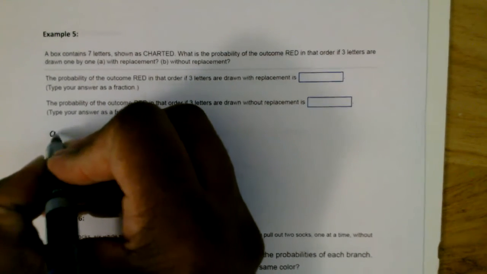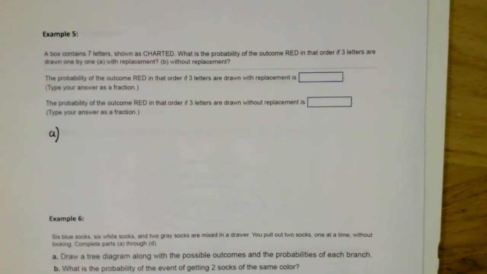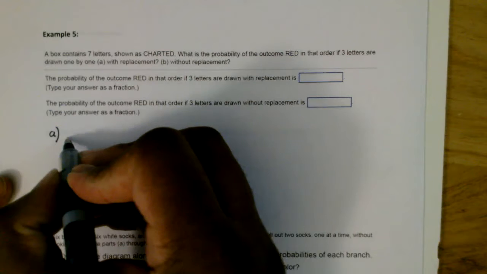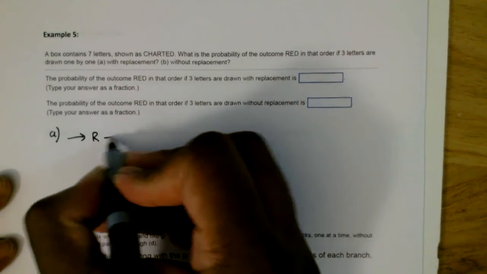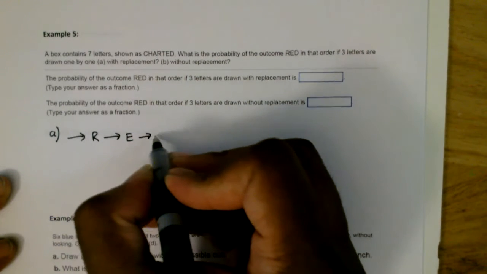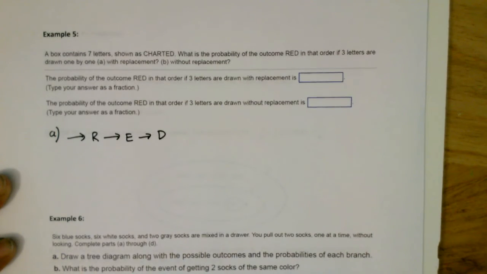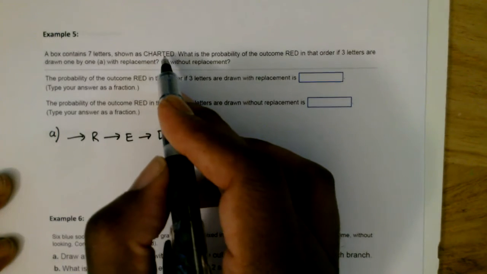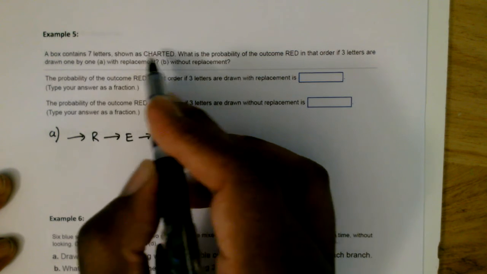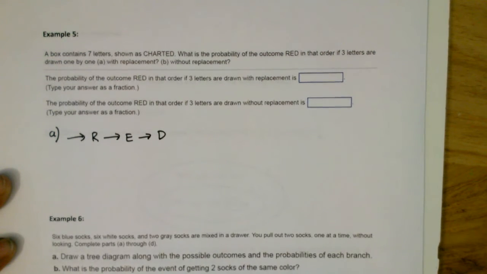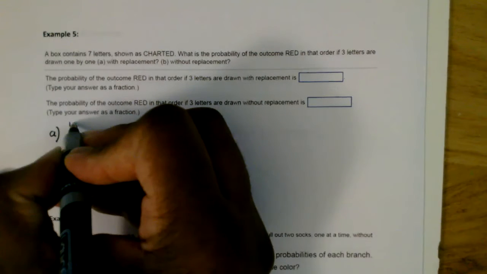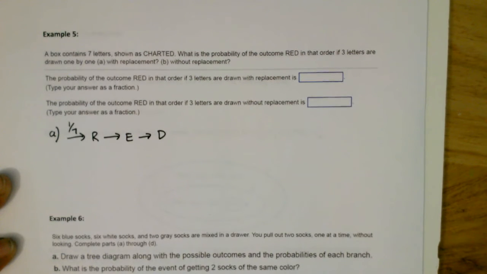All right, so in part A, we want the probability of getting RED in that order where the 3 letters are drawn one by one with replacement. So I just need the probability of drawing an R first, and then an E, and then a D. And these are done with replacement. So the probability of drawing an R, there's only one R in the word CHARTED, and there are 7 letters in the word. So the probability will be 1/7. And that letter will be put back in the box.